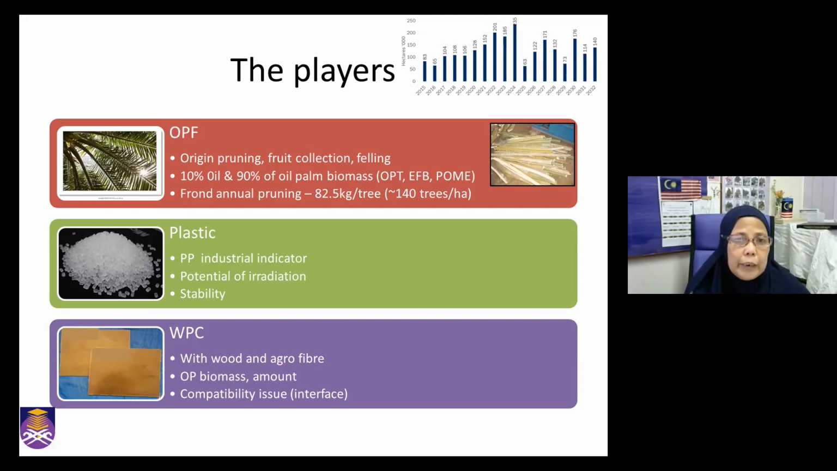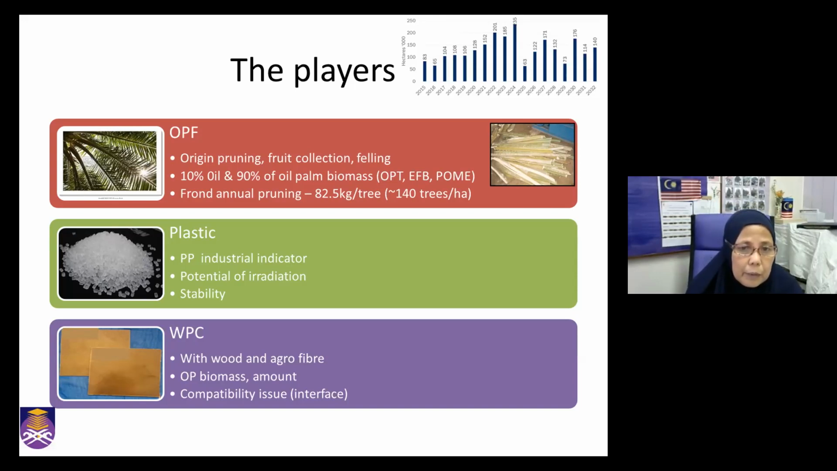So working on that, we work on our palm frond, and we get a lot of this. Every tree, every year, will produce about 82 kilograms of this material. And you're looking at 140 trees per hectare. And in Malaysia, you're looking at a volume of 42,000 hectares. So it comes out to be quite a lot of material that we can work with.